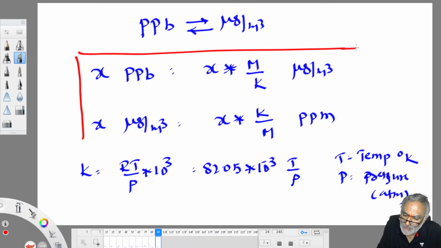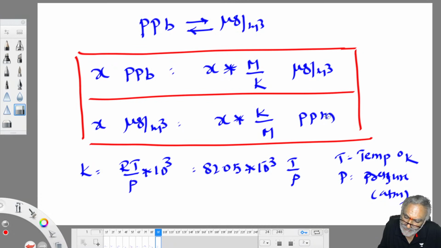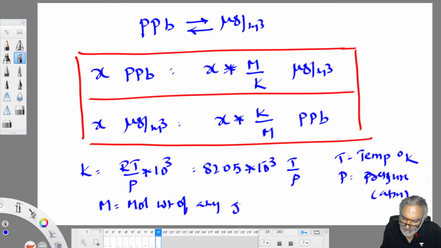M stands for the same molecular weight of any gaseous contaminant for which a conversion is required. Shall we go ahead with solving problems? Okay. Let us take one GATE question.